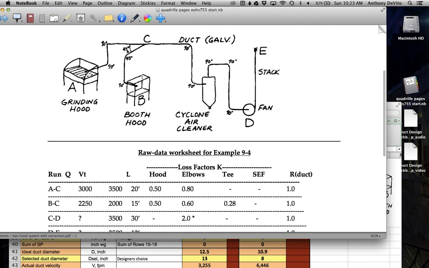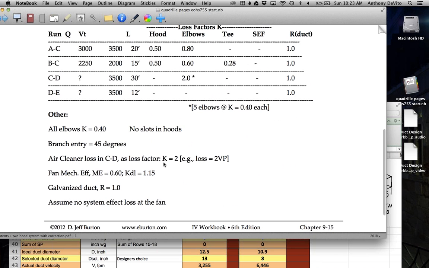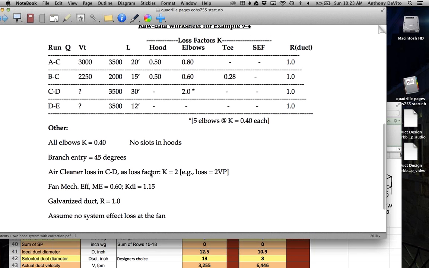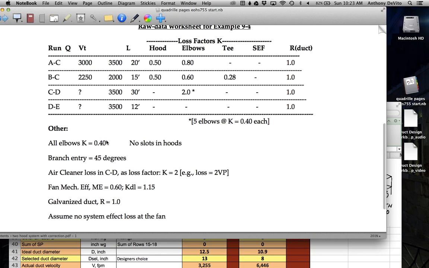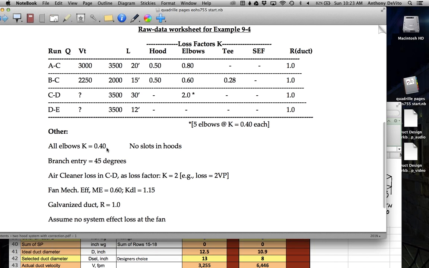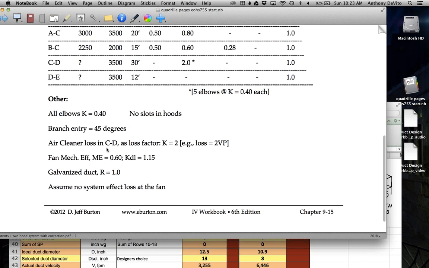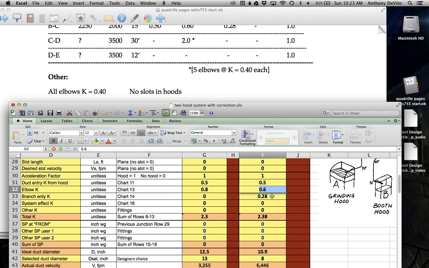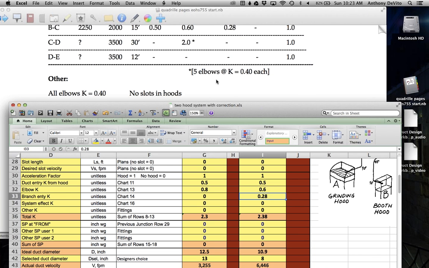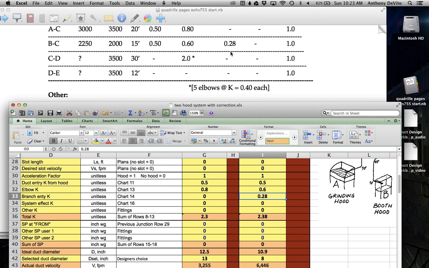Oh, actually, it's a double. Got an elbow there, and they're actually showing a 45-degree elbow here as well. So you have a factor for this elbow here, and half of the factor for this elbow here. Our branch entry, all elbows are 0.4. So we have the 0.4 for the 90-degree and 0.2 for the 45-degree elbow, and that adds up to 0.6. So that's how we got that 0.6. Our branch entry factor, which depends on the angle of that entry, we got from our chart for that purpose, and is 0.28.